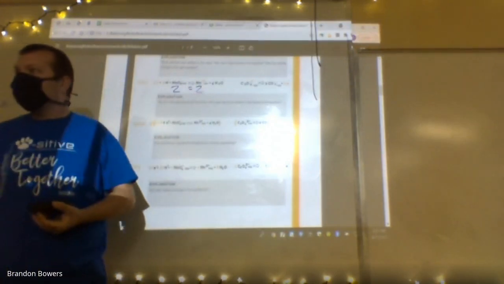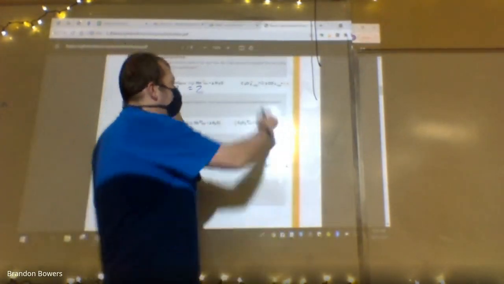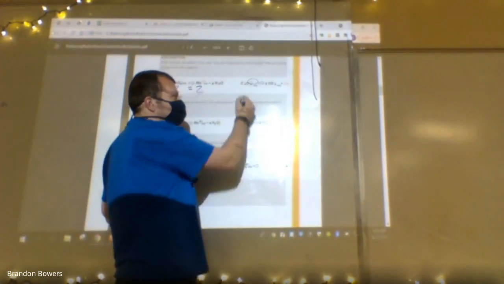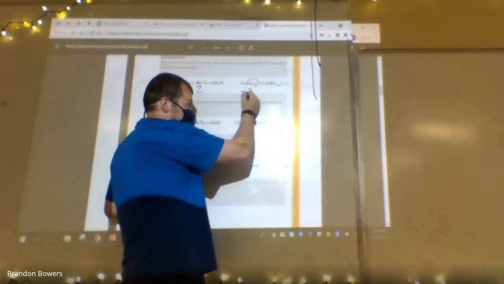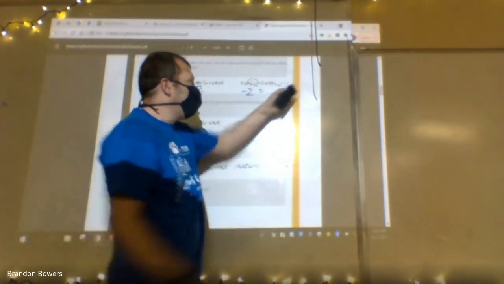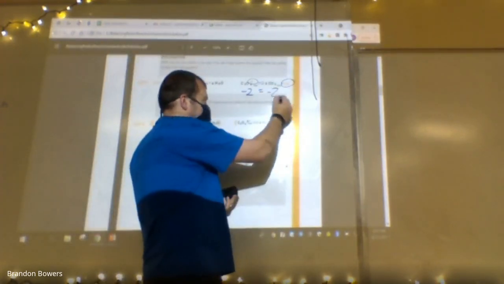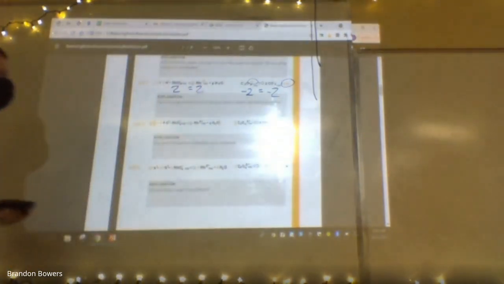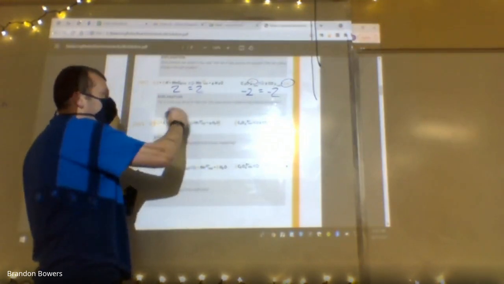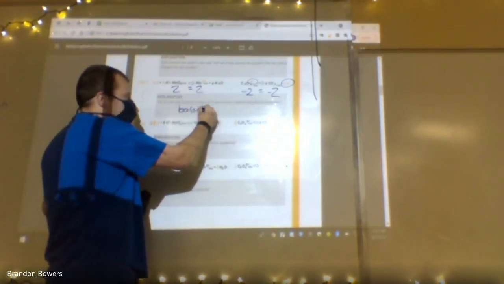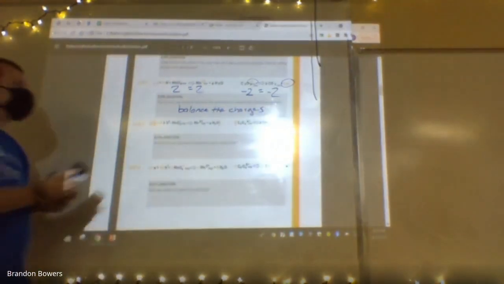What are the odds of that ever happening? That's pretty crazy. Now, checking this side. What's the charge right there? Negative 2, very good. Why did we add 2 electrons? What's the charge of 2 electrons? So why were electrons added? To balance the charges. Balance the charges was our answer.